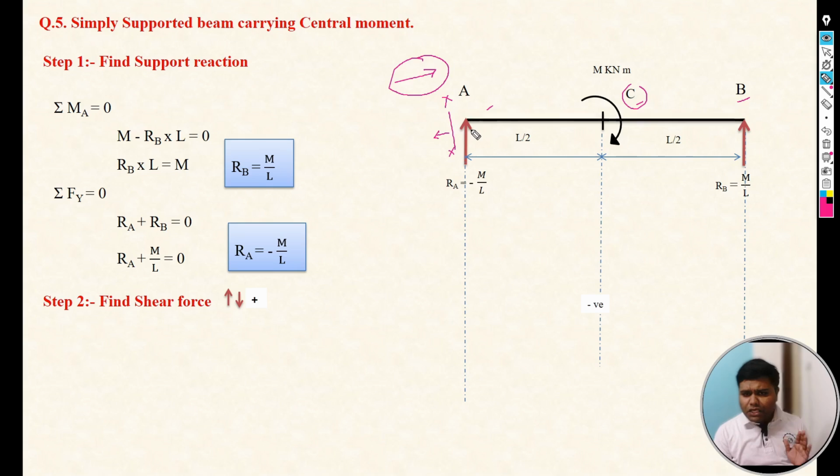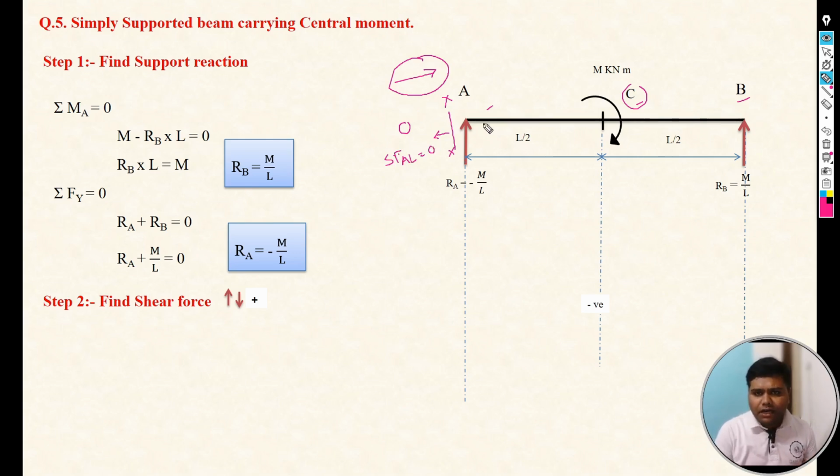Okay, so now A point we have considered, then we have considered the section left of A point, and then we are focusing on the left. So there will not be any force, so we can say that shear force A left is equal to 0.